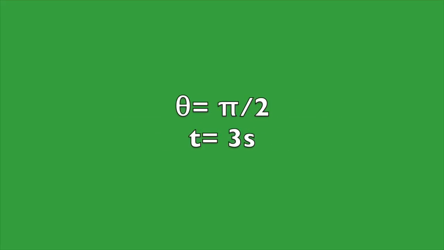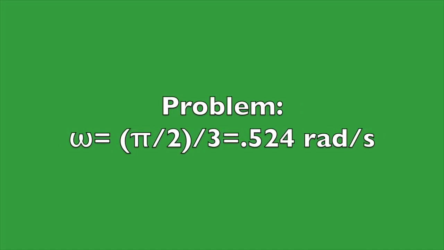We had pi divided by 2 as theta, and 3 seconds as change in time. So pi divided by 2 divided by 3 equals 0.524 radians per second, which is the angular velocity of the oven door.